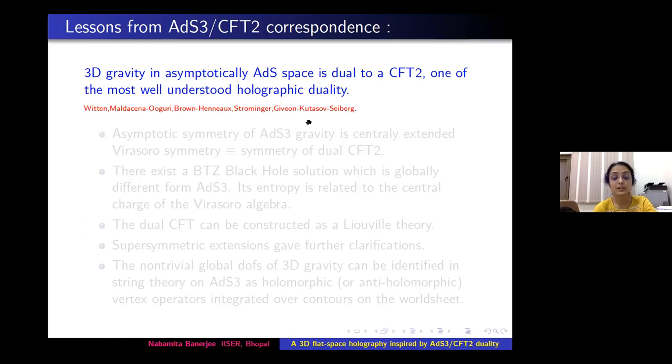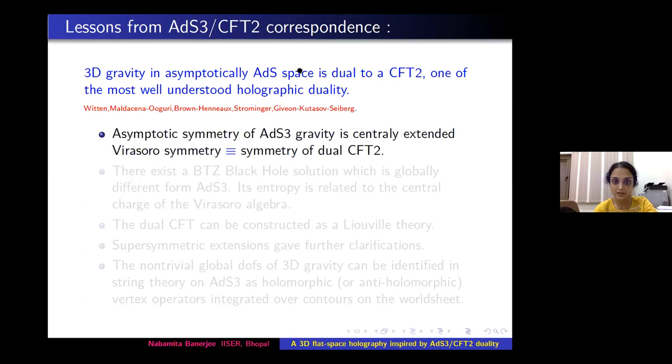So what are the main points that we know of this duality? First is, the asymptotic symmetry of AdS3 gravity is a centrally extended Virasoro symmetry, and that is exactly the symmetry of the dual CFT. So the symmetries of the two theories are the same.